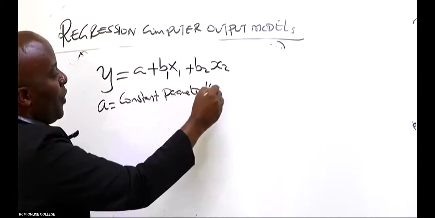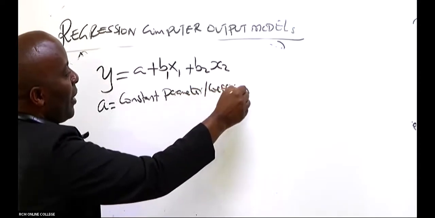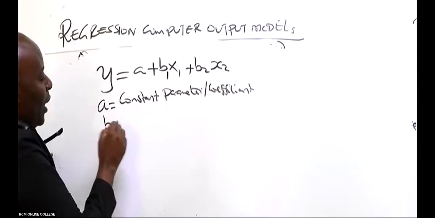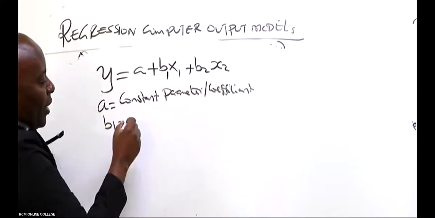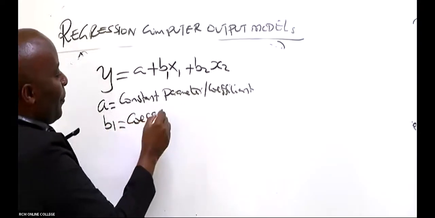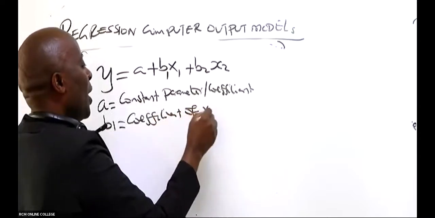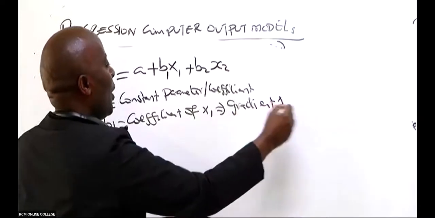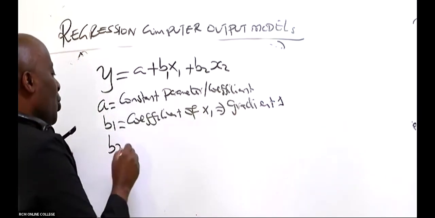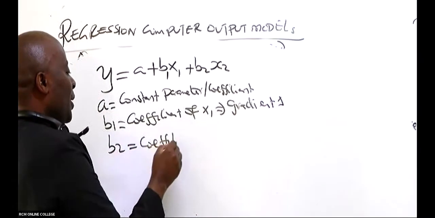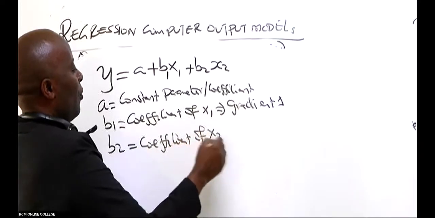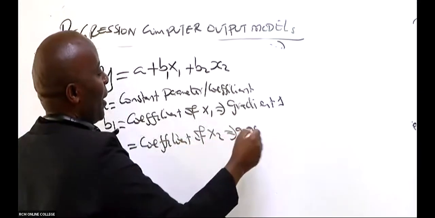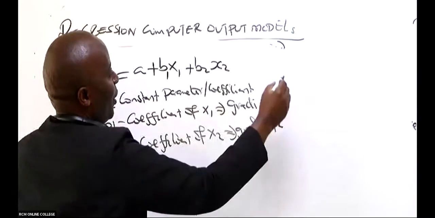Remember that this a is the constant parameter or constant coefficient. And then we have b1, the coefficient of x1, or gradient 1. b2 is the coefficient of x2, which basically is gradient 2.